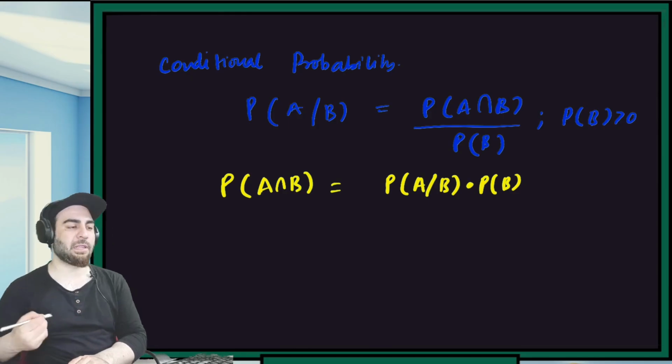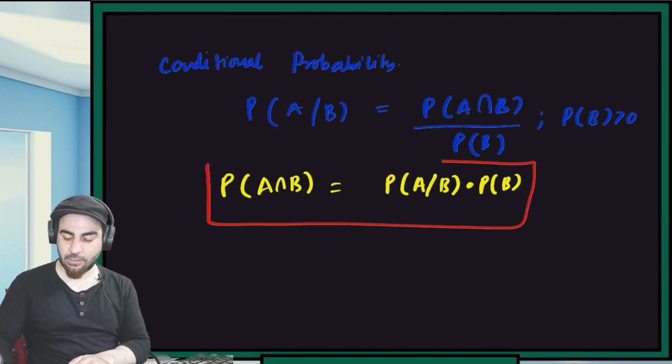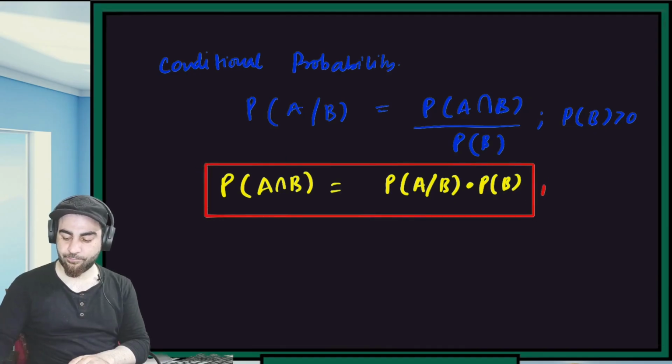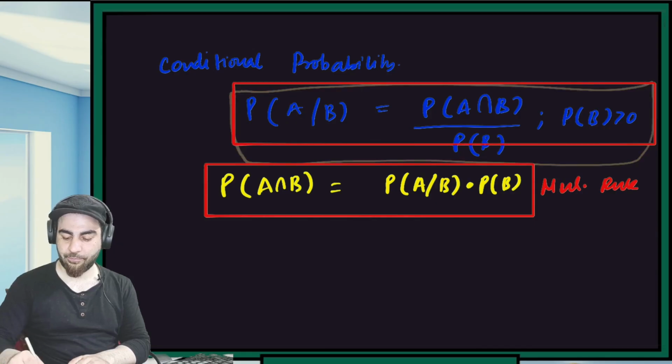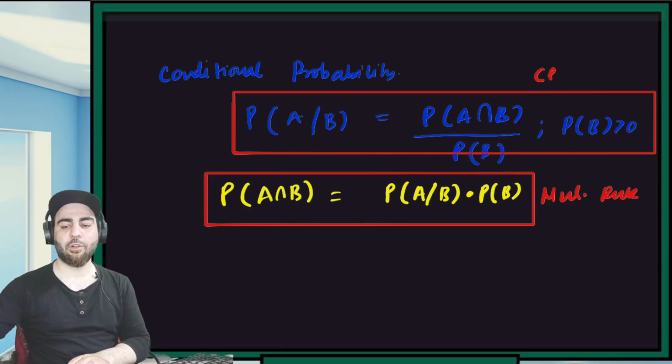This was called the multiplication rule, and then we also saw a generic form of this. This was conditional probability, and this was the multiplication rule. So this over here was conditional probability. And then we also saw the law of total probability.